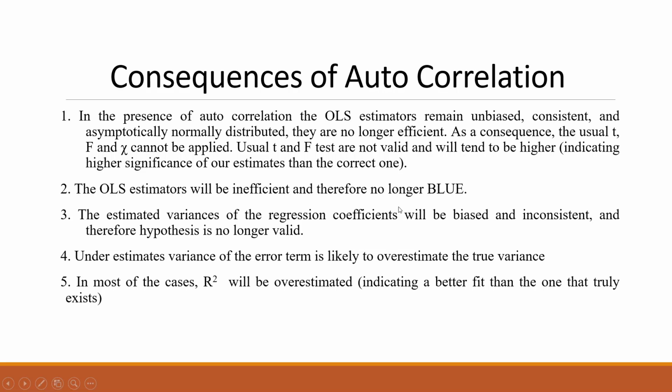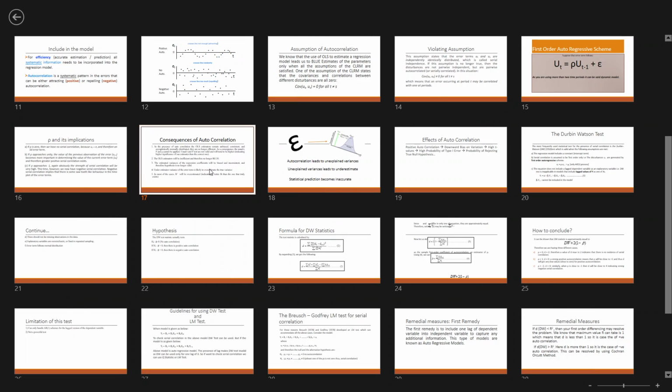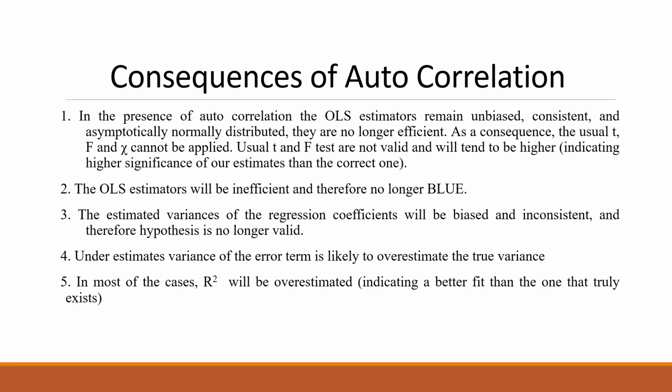What can be the consequences of autocorrelation? In the presence of autocorrelation, the OLS estimators remain unbiased, consistent, and asymptotically normally distributed. They are no longer efficient. As a consequence, the usual t, F, and chi-square tests cannot be applied. The usual t and F tests are not valid and will tend to be higher, indicating higher significance of our estimates than the corrected one.